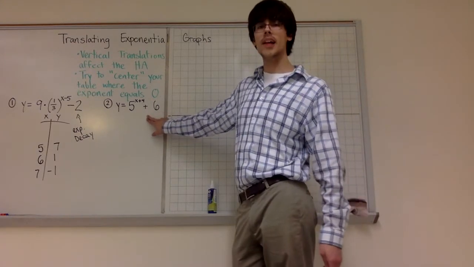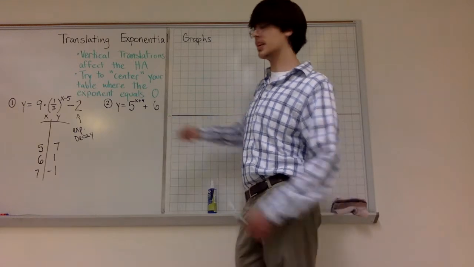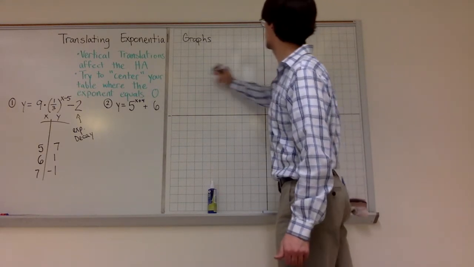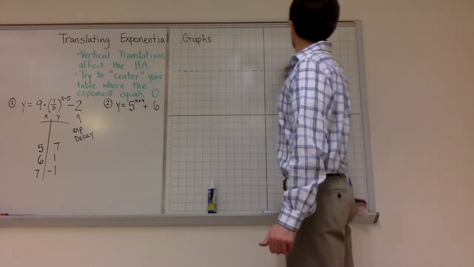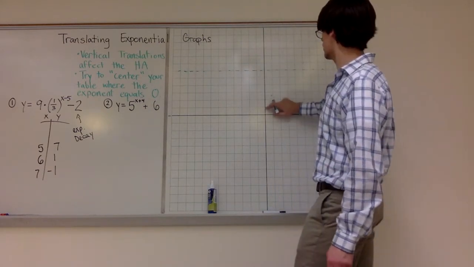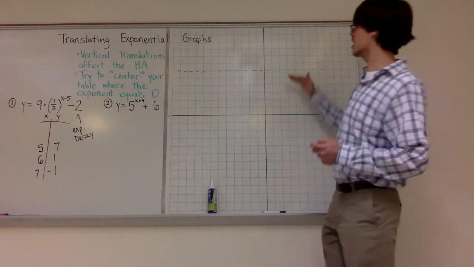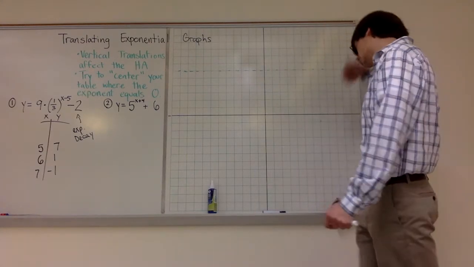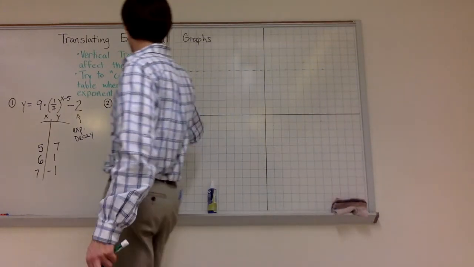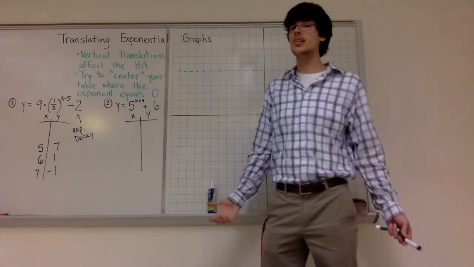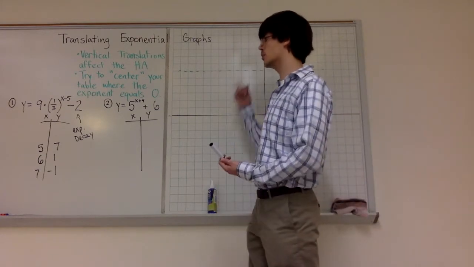All right, second example of the video. I am going to put my asymptote up 6. Positive 6, that means the graph shifts up. 1, 2, 3, 4, 5, 6. My dotted line, my asymptote goes right there. Yep, that's going to be my tail. So somewhere along this line, it's going to tail off. And what I'm going to do is start making points here. Again, you need to make sure you center your table where the exponent is 0. Otherwise, you're going to get weird numbers that aren't going to help you graph this.